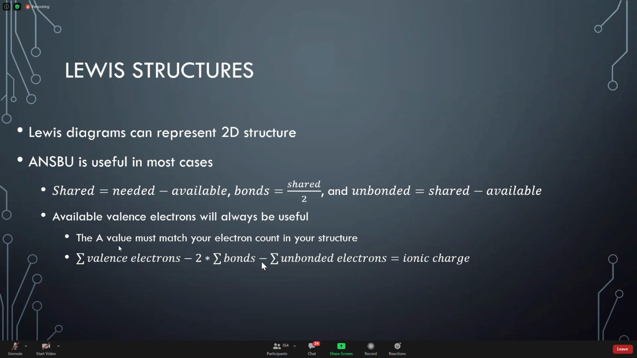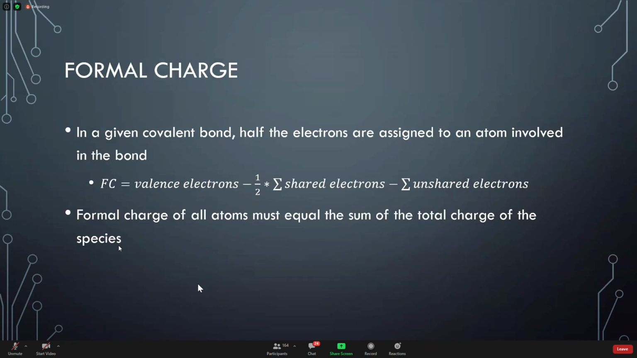Down here is an equation that describes what you want to do with an ionic charge. If your overall structure has a charge on it, this is another way to check yourself. The sum of all the electrons minus 2 times the number of bonds minus the number of unbonded electrons. The only way we'd have electrons left is if there's some ionic charge. So these are a couple ways to check yourself, just counting your available and checking over all of those.